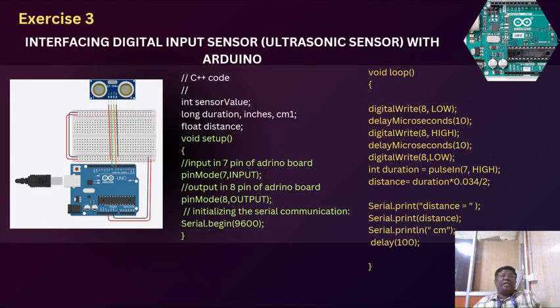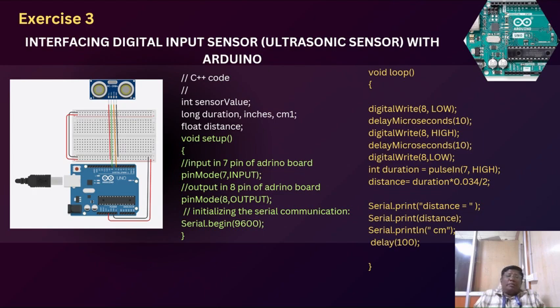And if you look here, digital input sensor, ultrasonic sensor. Most of them will be using the ultrasonic sensor for avoiding obstacles and other things. So you see a sensor value, and long is a variable, duration, inches and centimeter, and float the distance. The input device, the input value, pin 7 is given as the input. Output value, the Arduino board output value is pin 8.